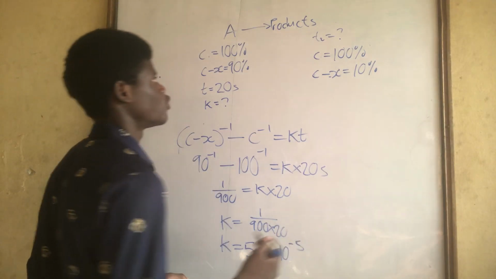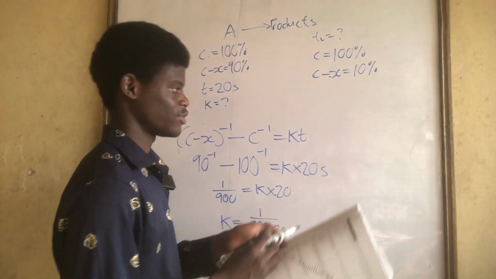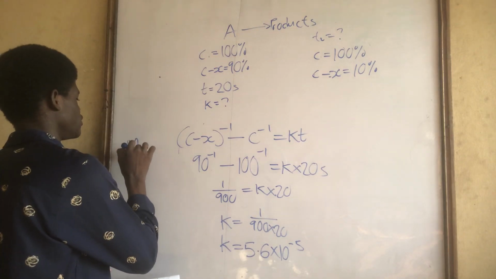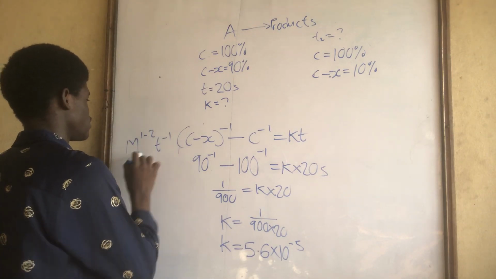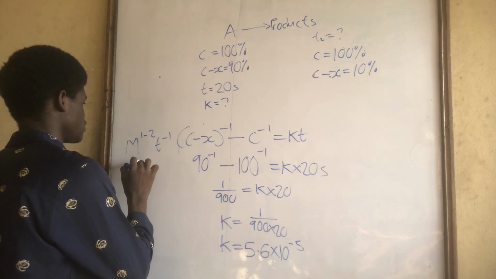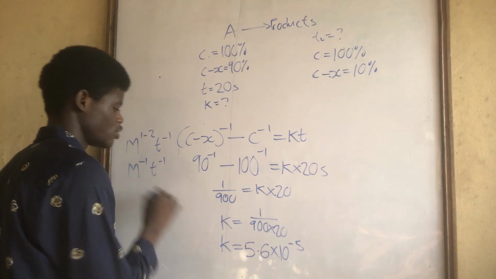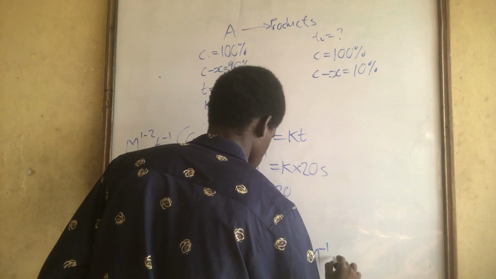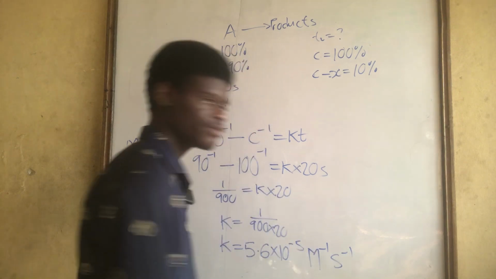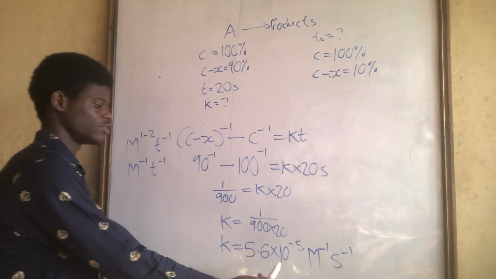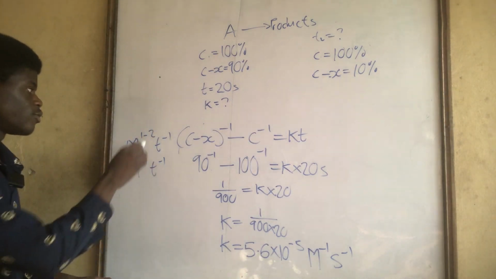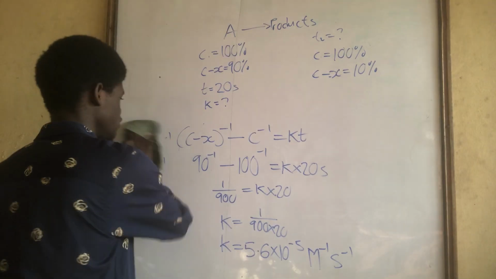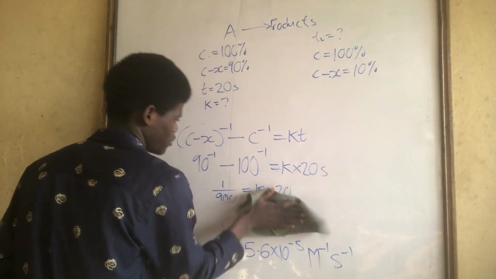And our unit for the rate constant of a second order reaction, I've forgotten, but let me work it out: it will be M to the power minus 1 per second. You can see I forgot the unit of the rate constant, but knowing this formula, you can get it. So we've gotten our rate constant. Now let's use it to find the time for the second scenario.